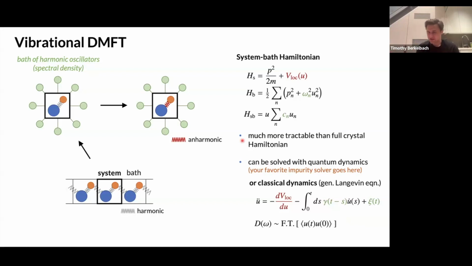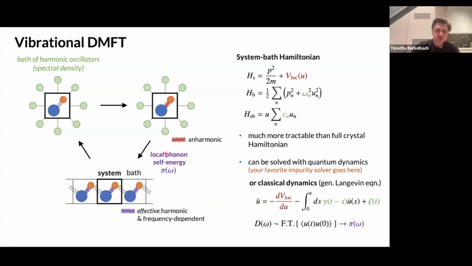So I can solve this generalized Langevin equation, where again, the friction is really taking account of the interactions between the atoms in the unit cell and the atoms in the rest of my crystal. I can calculate an impurity Green's function, and from that, I can extract the local approximation to the phonon self-energy.